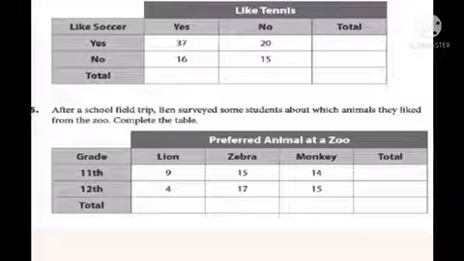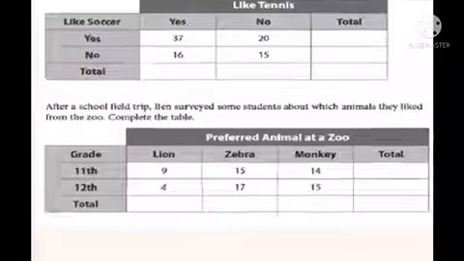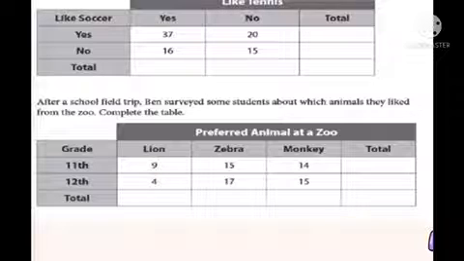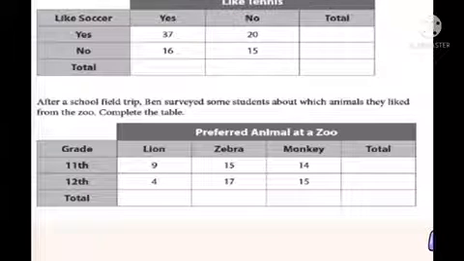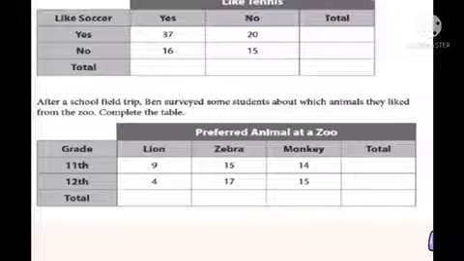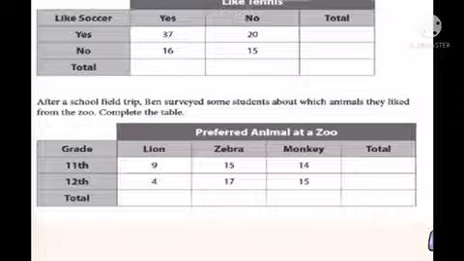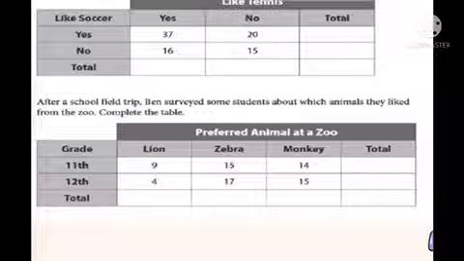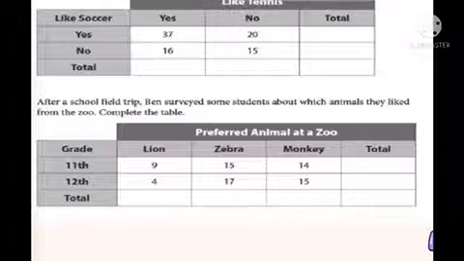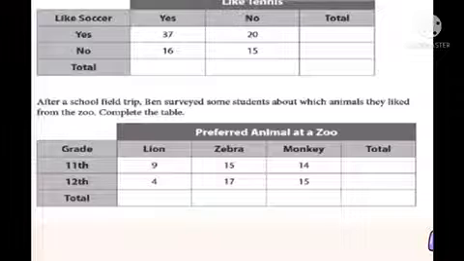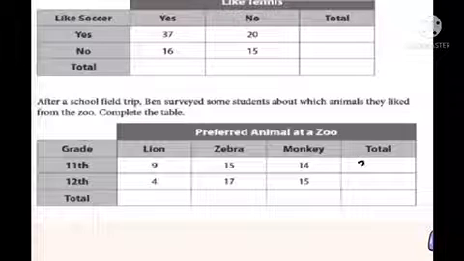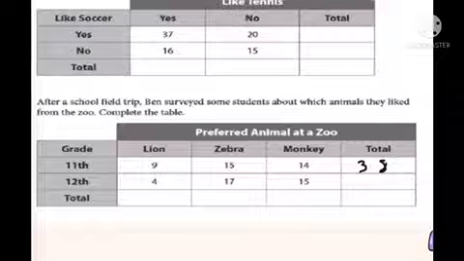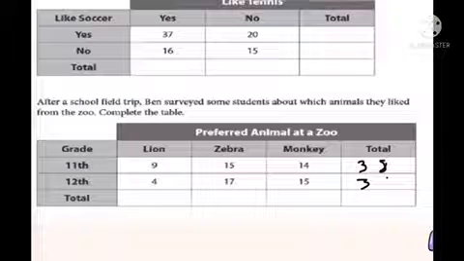Now let's solve this second table. After a school field trip, Ben surveyed some students about which animal they liked from the zoo. Complete the table. This table is the same as the previous table, but it has one extra number, which is 3 numbers. So we need to add 9, 15 and 14. If you add 9 plus 15 plus 14, you will get 38. And if you add 4, 17 and 15, you get 36.